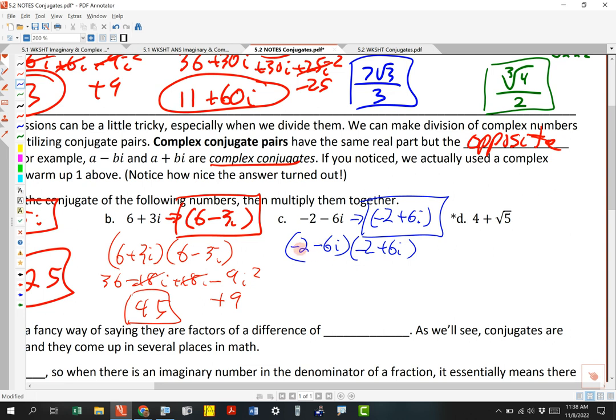So a negative 2 times a negative 2 is 4. A negative 2 times a positive 6i, negative 12i. A negative 6i times a negative 2, positive 12i. And a negative 6i times a 6i is going to be negative 36i squared. Those middle terms go away. So I get a 4, and this is a negative 36i squared, which counts as positive 36. Add them together, and then we get a 40.